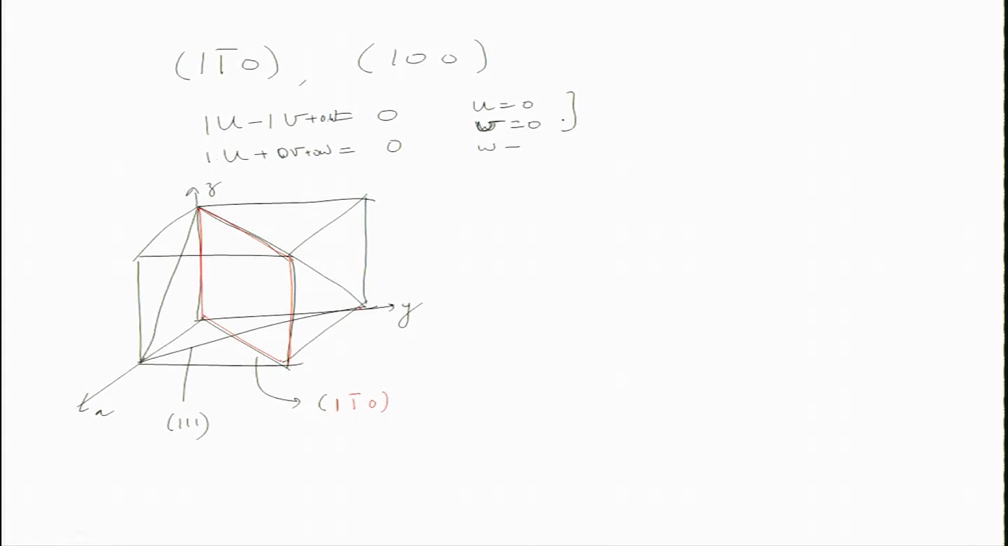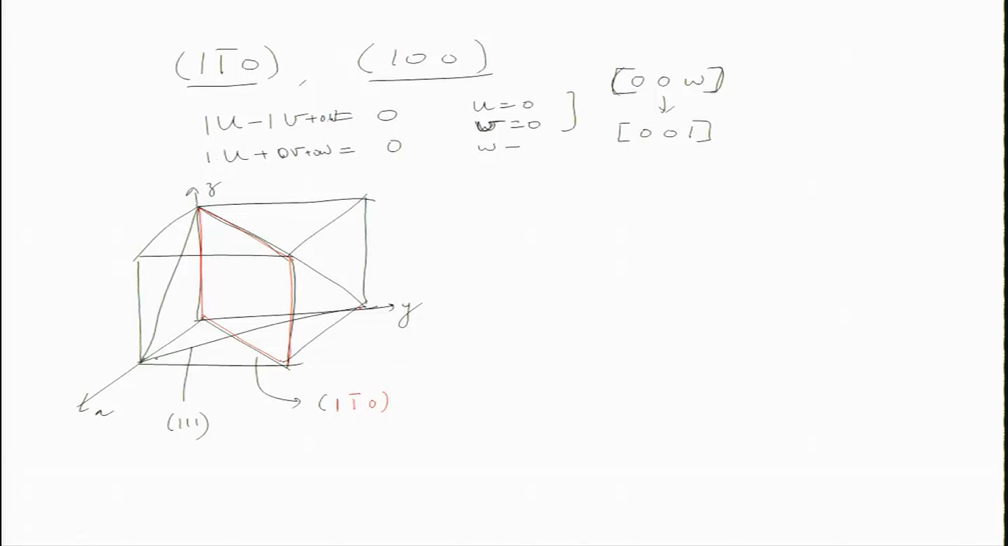So, the direction which is parallel to these two planes, which these two planes contain, is 0 0 W. 0 0 W direction will mean 0 0 1 direction, okay. So, both the planes will have 0 0 1 direction common.